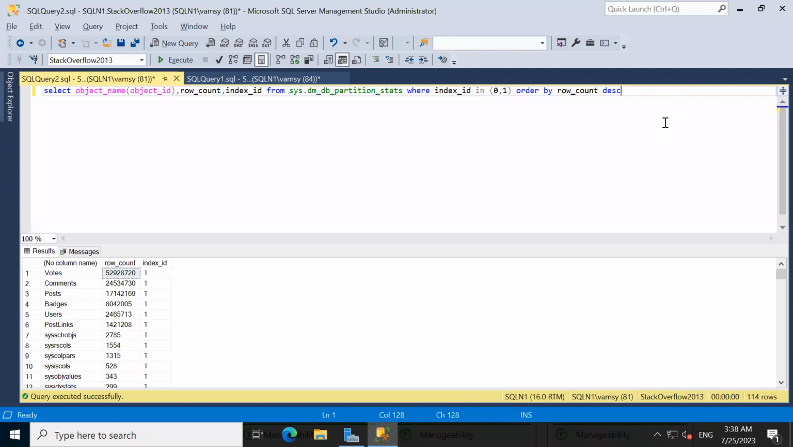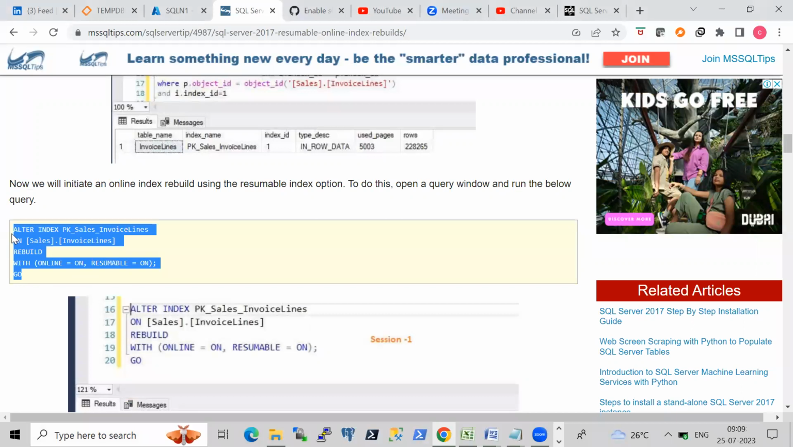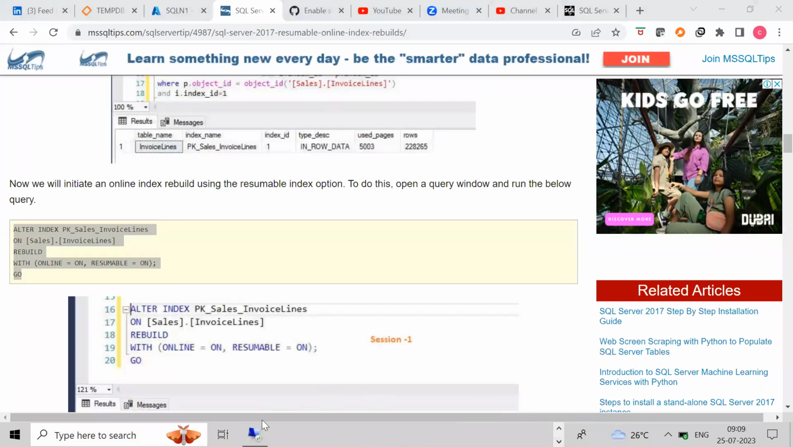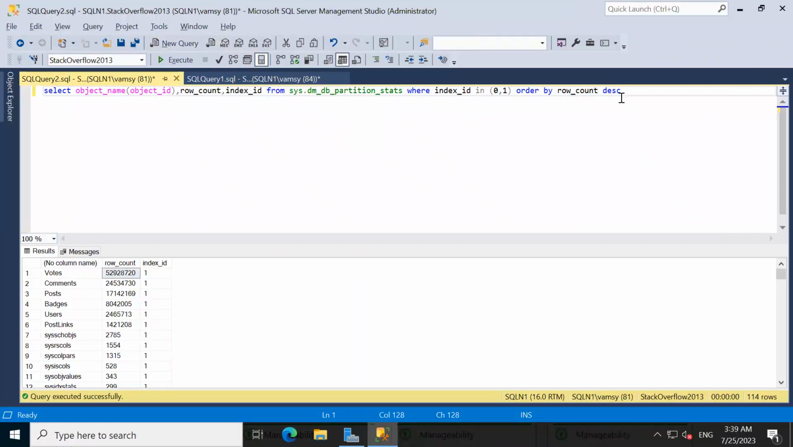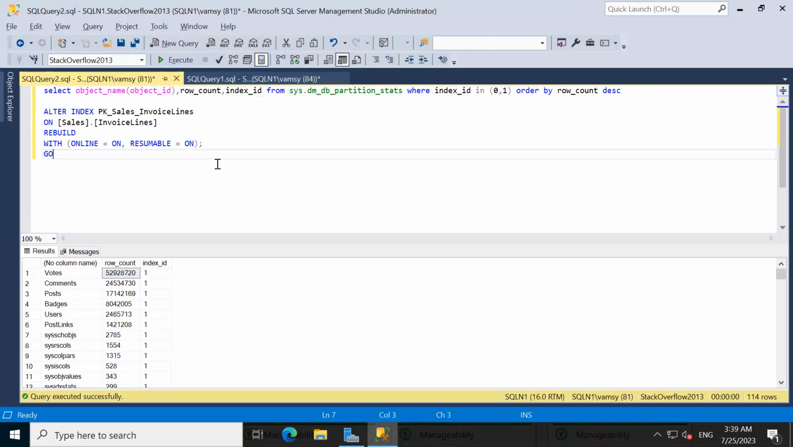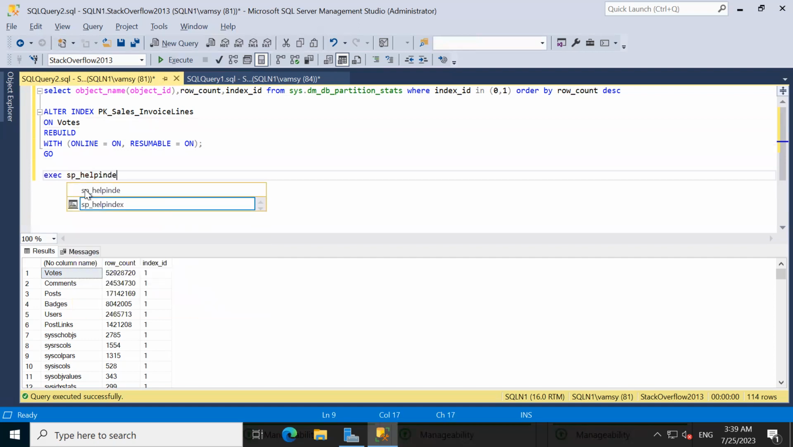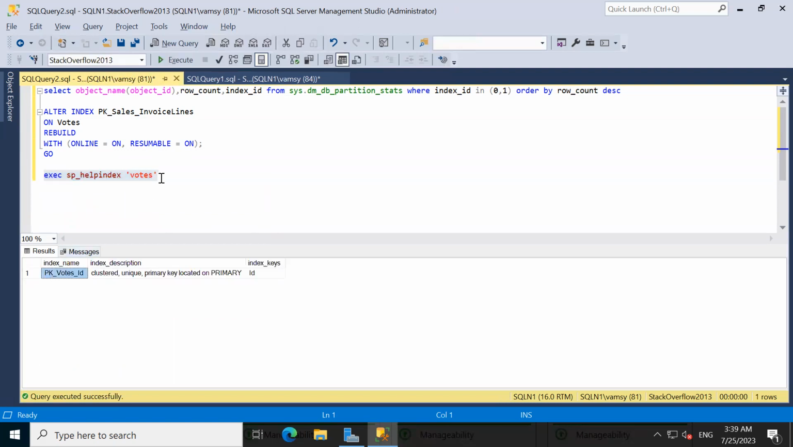So I will show you. What you have to do is run your index operation with this clause, RESUMABLE = ON. I'm just showing you a demo, and I will show you in real time how to perform this. Just go here and choose this. Our table is votes, and the index name is, let's see, sp_helpindex votes. I think PK underscore votes underscore id.